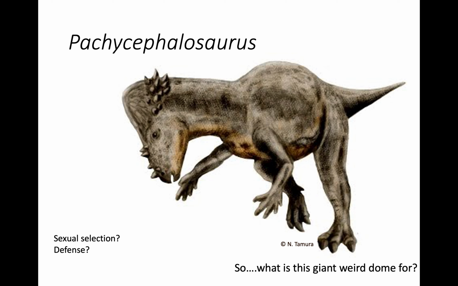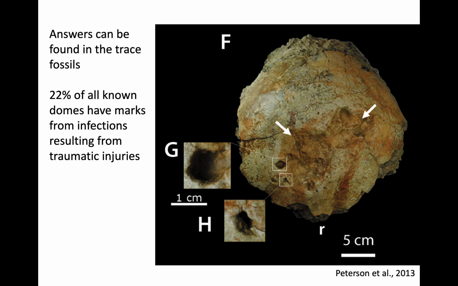What about defense? Well, a lot of folks earlier thought that they would probably break their necks if they were using their heads as battering rams. But let's look at the evidence. 22% of all known Pachycephalosaurus domes actually have infections resulting from traumatic injuries caused by collisions. So it actually is likely they were fighting for defense. Now, whether they were fighting for mates or fighting for territory, we really don't know. But the trace fossils can tell us a lot about that. So here are some examples of those healing traumatic injuries.